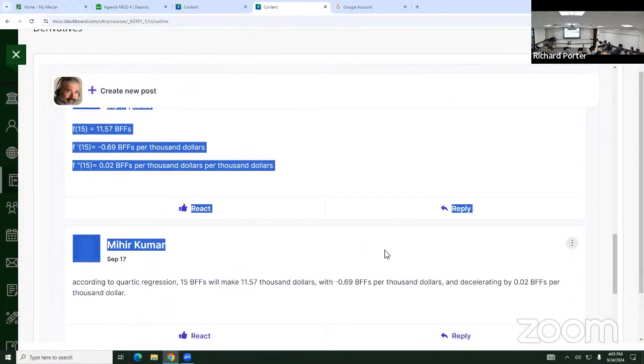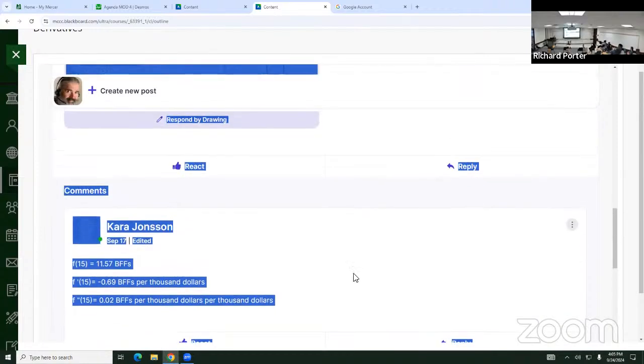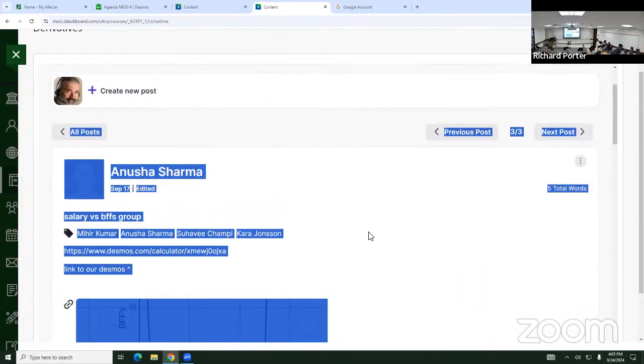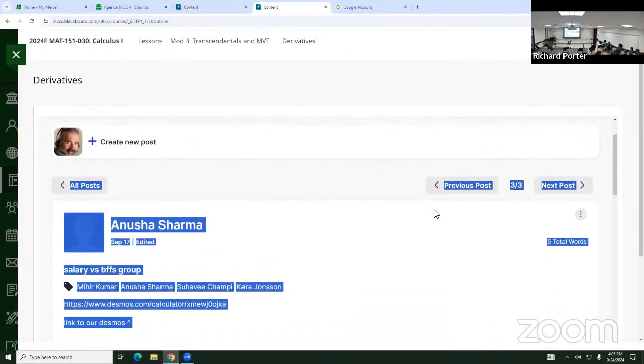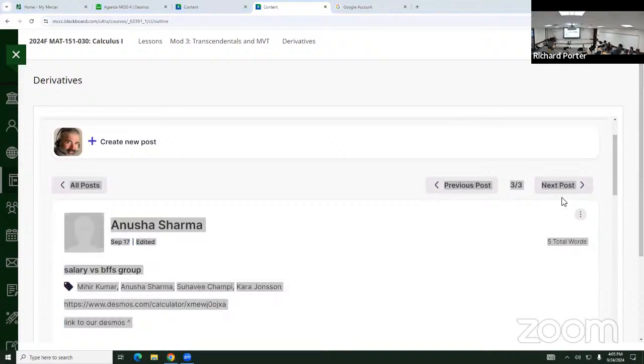And Mihir could fix his, or he's going to lose points because it's not making any sense the way it is. Okay, any questions? I think that's all my posts. Okay. Do we understand what we're talking about?